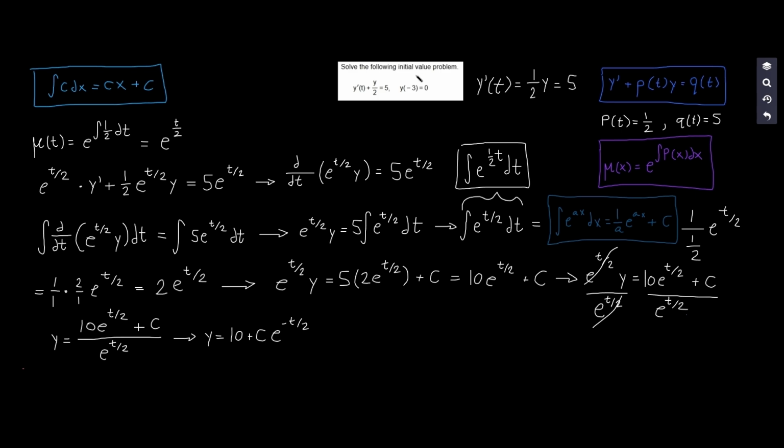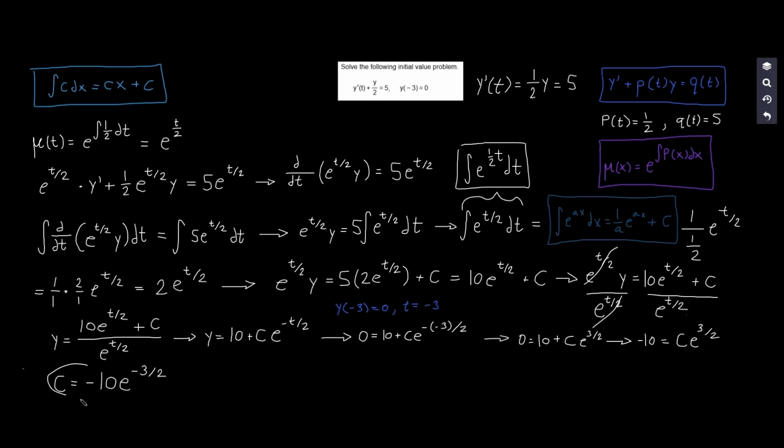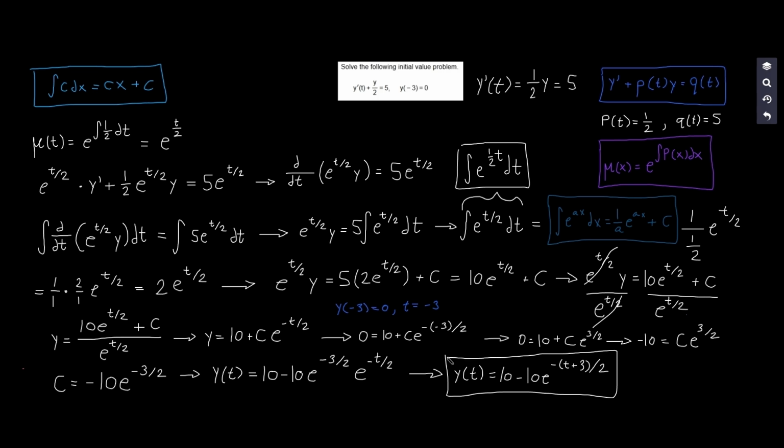Because we have an initial condition right here. We know that y of negative 3 equals 0. So we're going to substitute this into our equation. And then let's move that 10 to the left side of the equation. So that would mean that the arbitrary constant would equal negative 10 times Euler's number raised to the power of negative 3/2. So this is our arbitrary constant. So what we'll do is we'll substitute c back into y of t. I think we can combine the exponents here. And then this is going to be our answer.